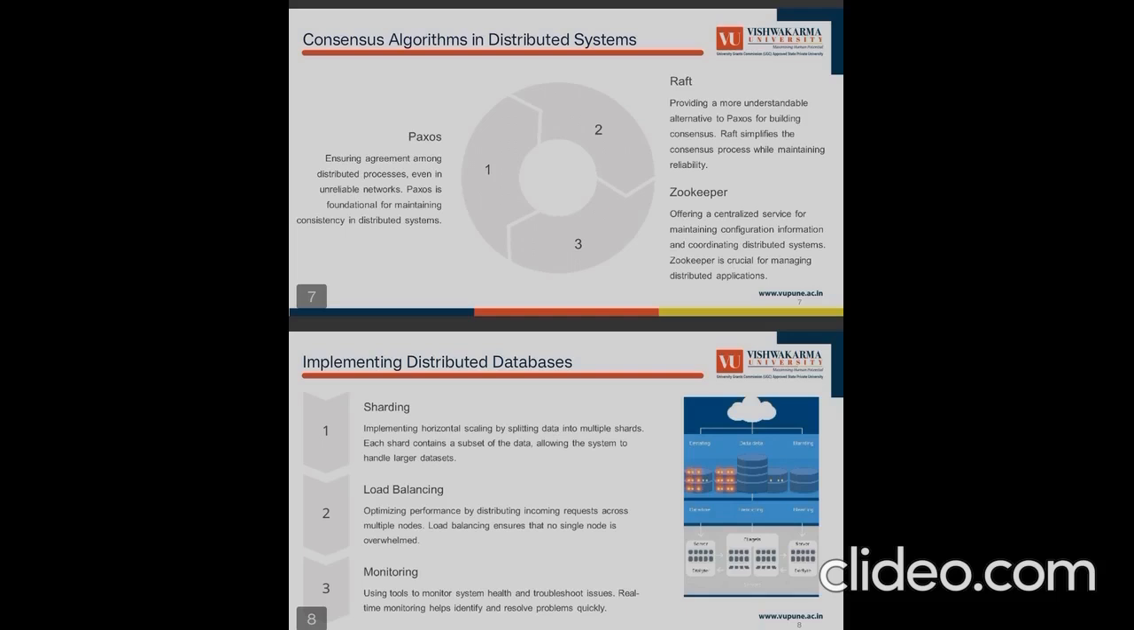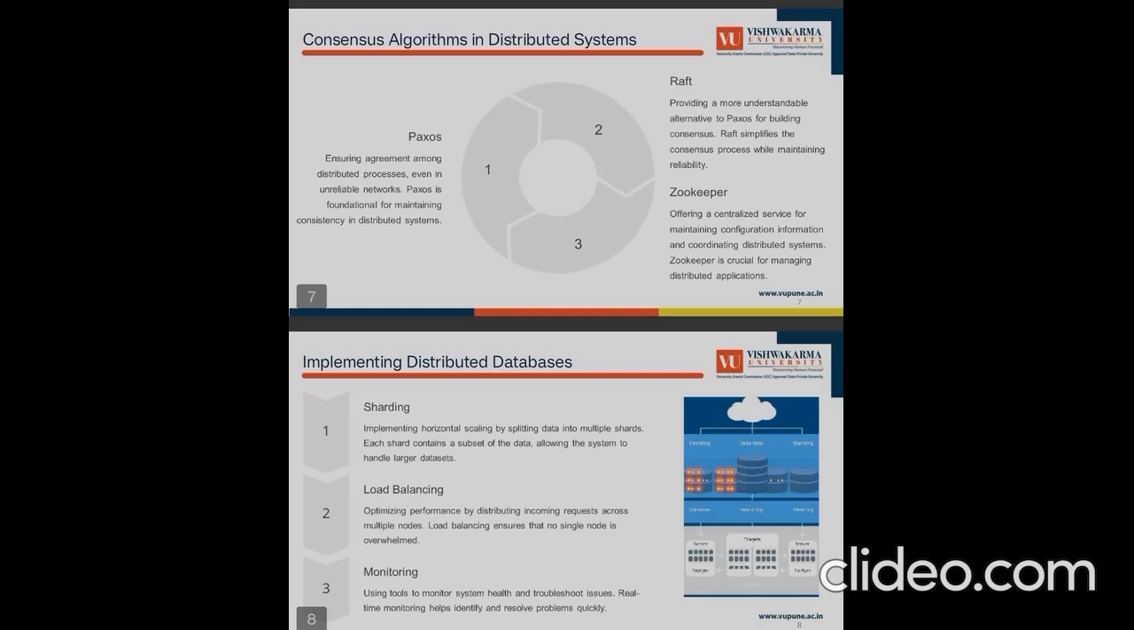Implementing distributed databases. First, we have sharding. Sharding means splitting a large database into smaller parts called shards. Each shard holds part of the data and is stored on a different server. This makes the system faster and easier to scale.